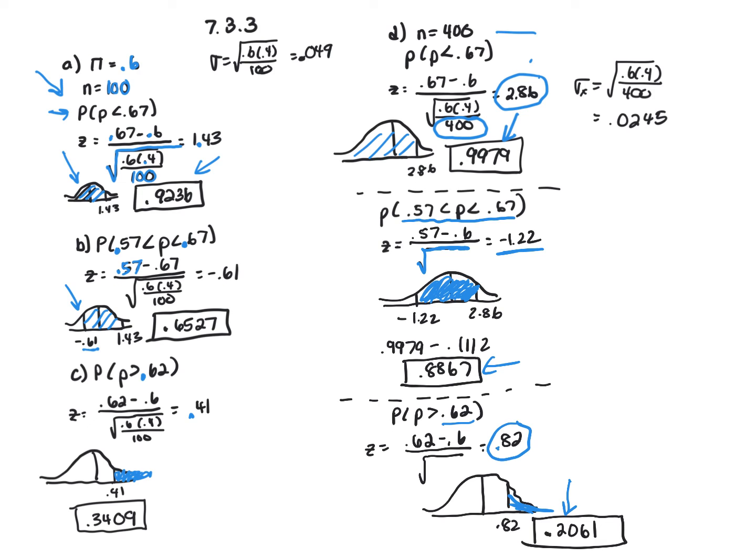So I entered in my answers, and here is the value of my standard error when n is 100, and here is my standard error when n is 400. So if you take 0.0245 and you multiply that by 2, you get this.